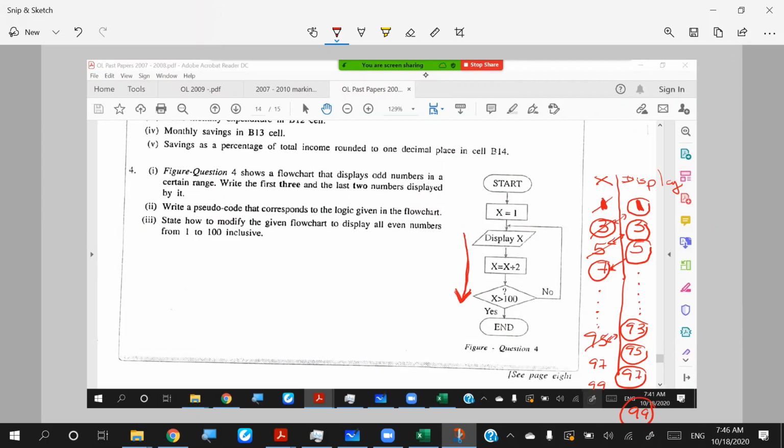Right, when 99 is displayed, then it will get increased to 101, right? Then and there it's going to end the loop, right? People, are you getting this?